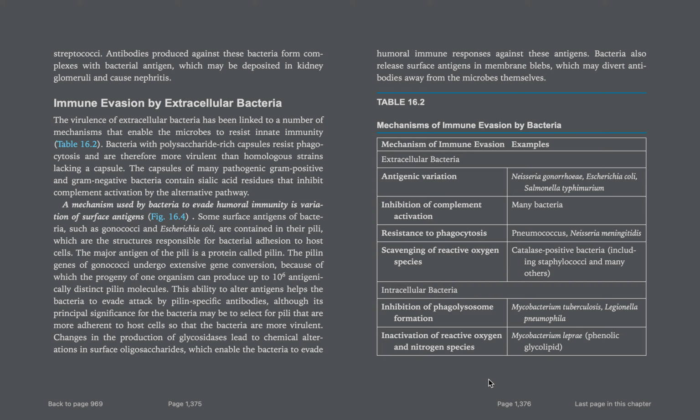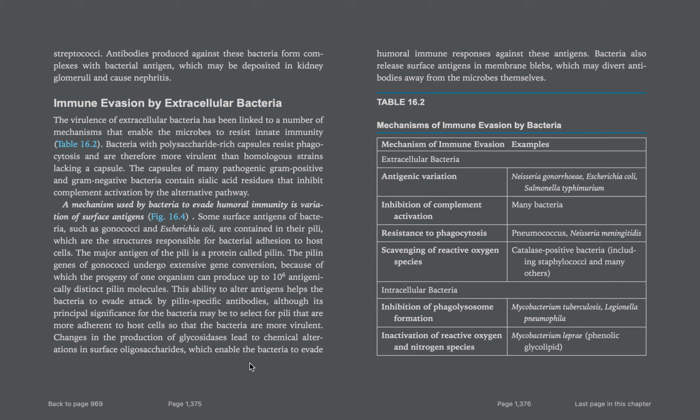Although its principal significance for bacteria may be to select for the pili that are more adherent to host cells, so that bacteria are more virulent. This ability to alter antigen helps the bacteria to evade attack by pili-specific antibodies.